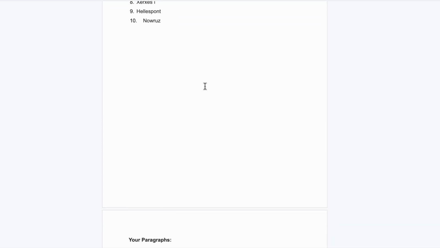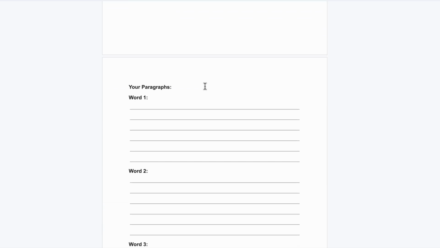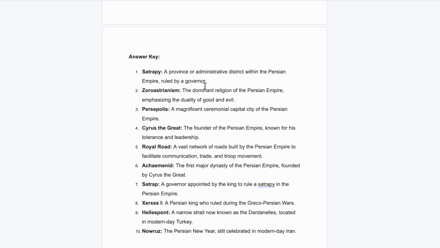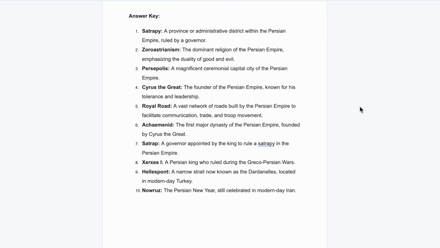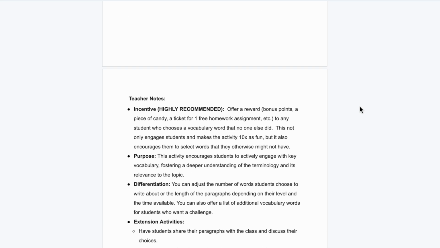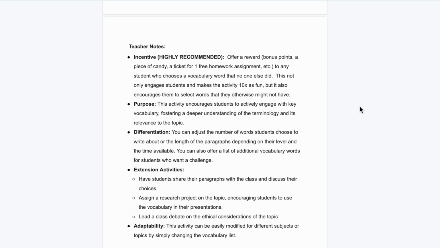So we have the list, we have space for students to write their answers, and then we have an answer key, which is just the word with its definition, and that just helps you make sure that you're on the right track here. And then again, we finish up with teacher notes.